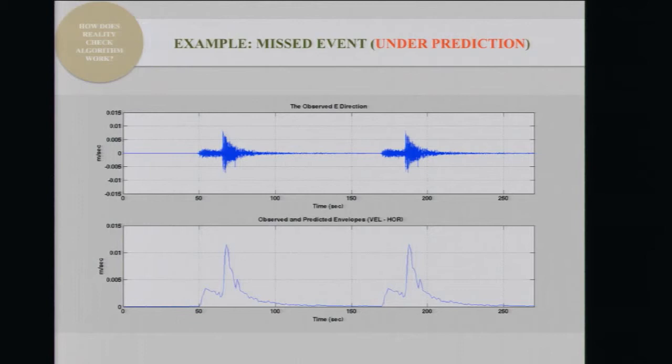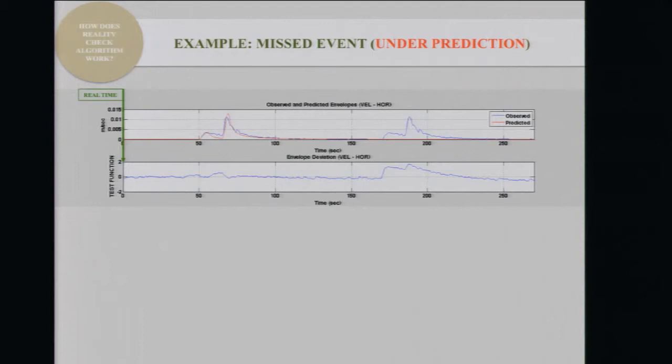So at this point, we know that the decision module made a good prediction, but we thought there was only one event. So the predicted envelope is laid over the observed one, and we compute the test function in real time at every second. The green arrow and the right edge of the green box indicate real time. So we compute our test function as I showed you earlier.